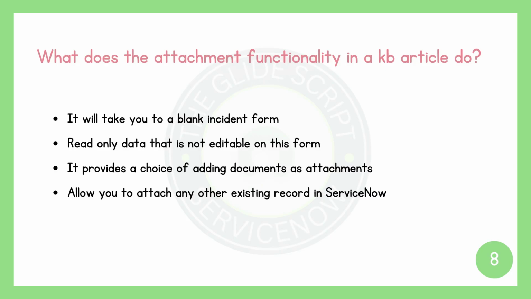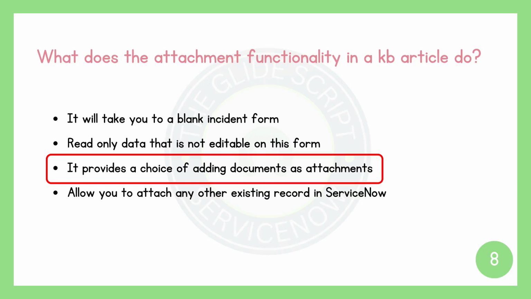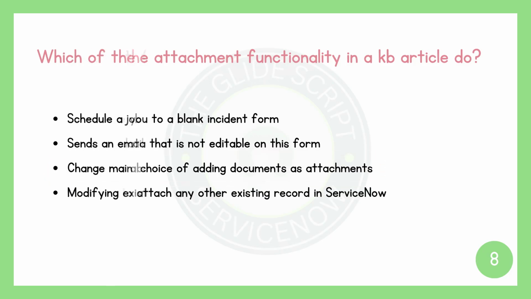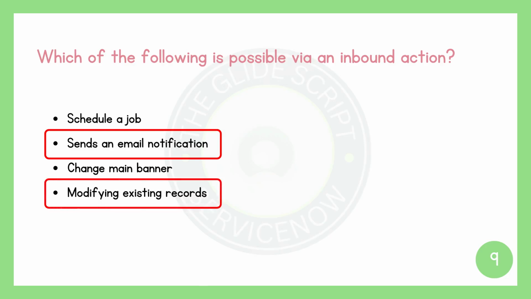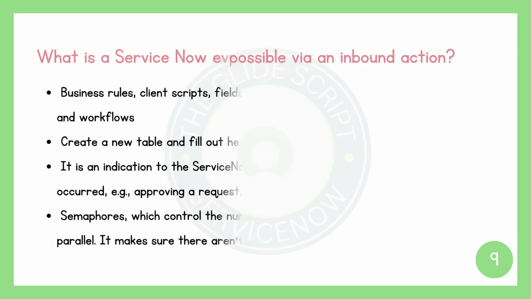What does the attachment functionality in a knowledge base article do? And the correct option is: it provides a choice of adding documents as attachments. Next is: which of the following is possible via an inbound action? There are 4 options given. 2 options are correct. The second one, sends an email notification, and the last one, modifying existing records, are the correct options.